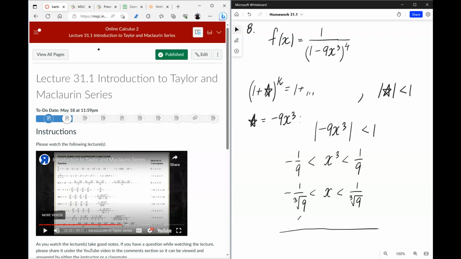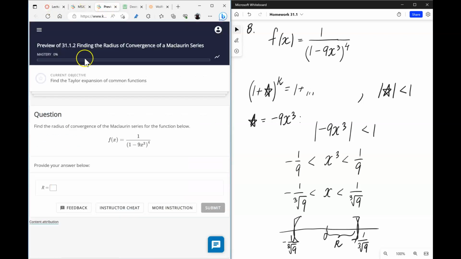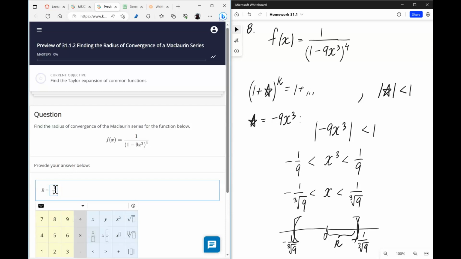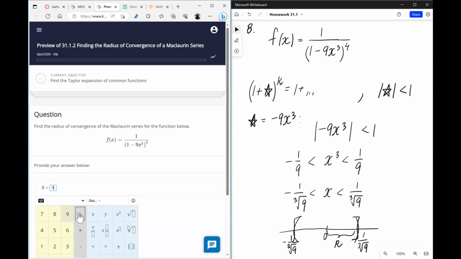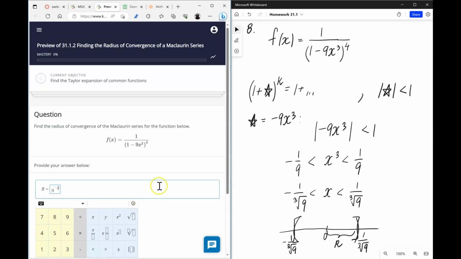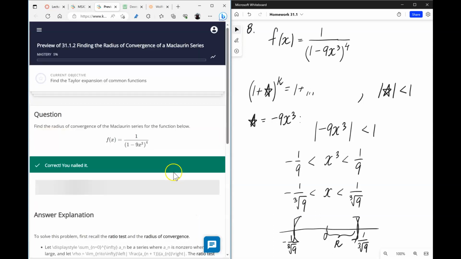So if you look at this interval, it starts at 0 and it goes to here and to here. And it may or may not converge at this point. But whether it does or doesn't doesn't affect the fact that the radius is equal to 1 over cube root of 9. So the answer to this question is just 1 over, or we can just be fancy, 9 to the power -1/3. This is exactly the same as 1 over cube root of 9.